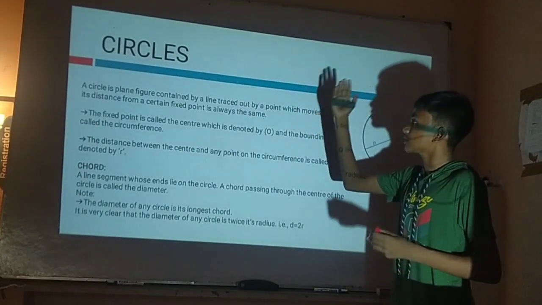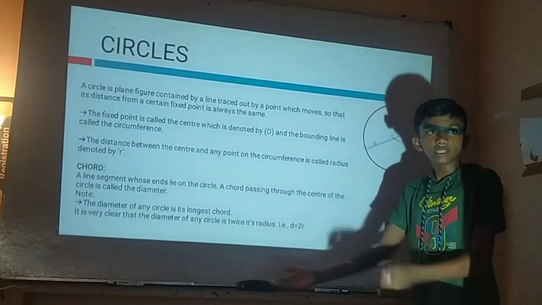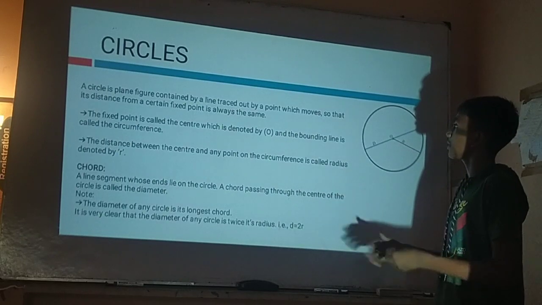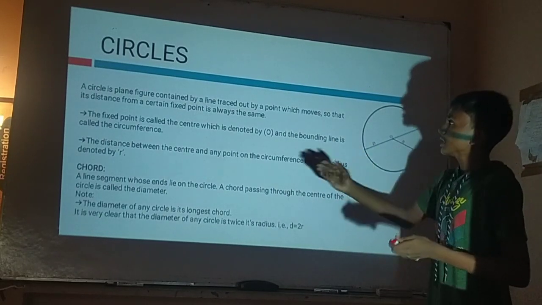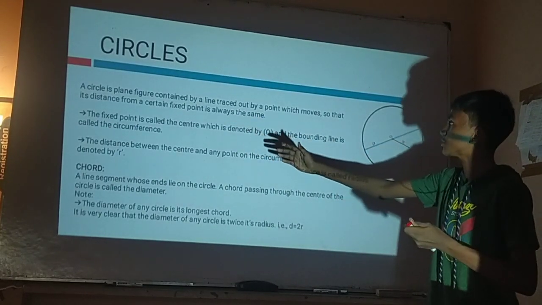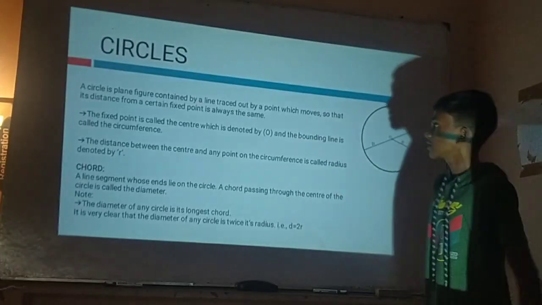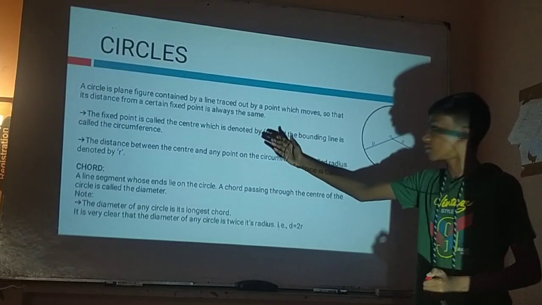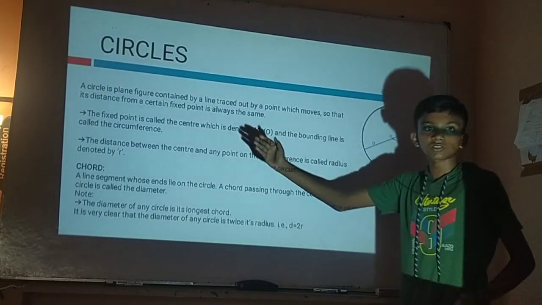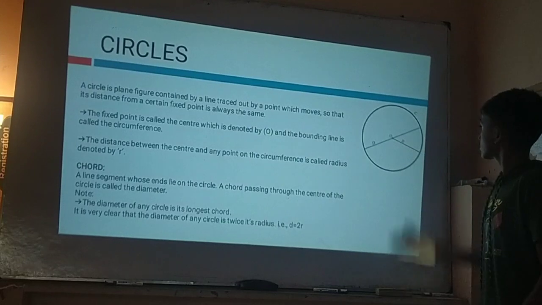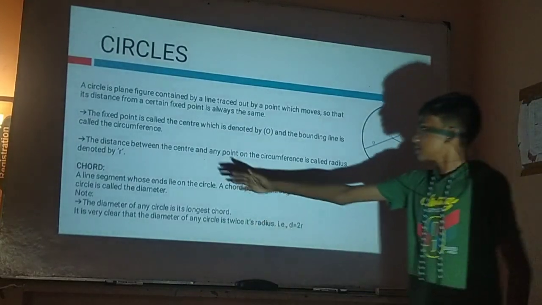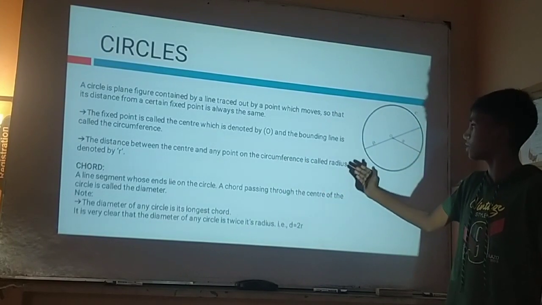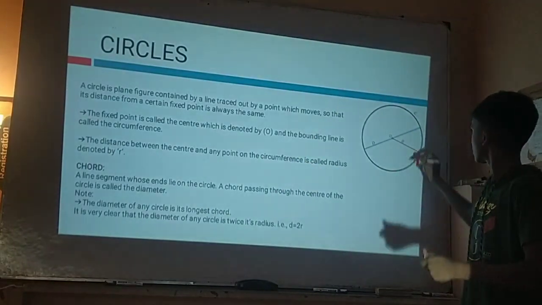Now, let us talk about circles. So, what is a circle? A circle is a plane figure contained by a line traced out by a point which moves so that its distance from a certain fixed point is always the same. The fixed point is called the center, which is denoted by O, and the bounding line is called the circumference. So, here is an example. The distance between the center and any point on the circumference is called the radius, denoted by R.